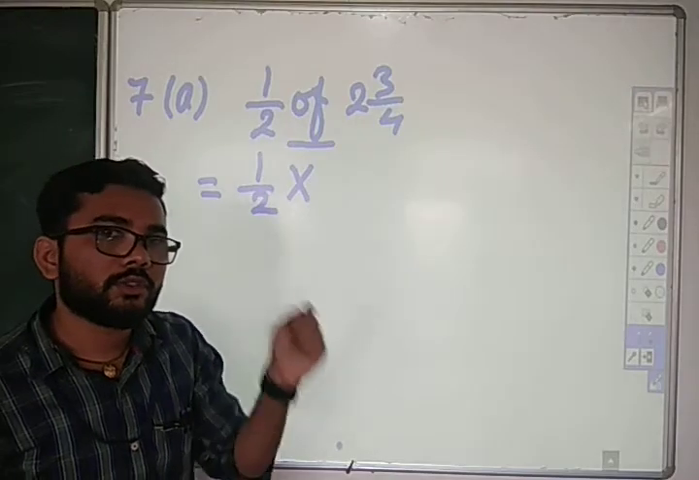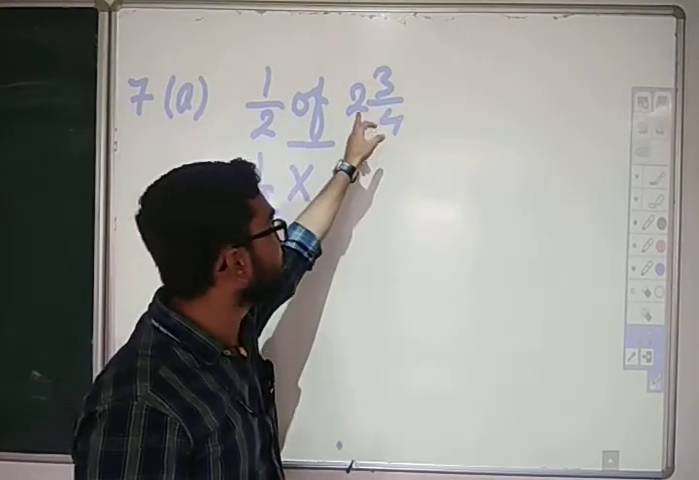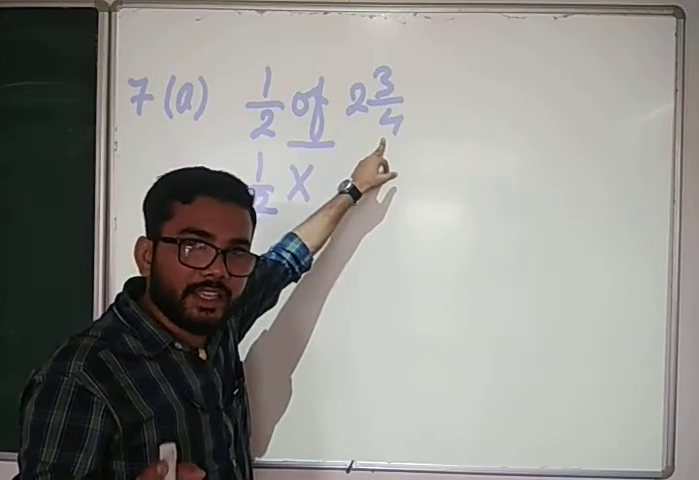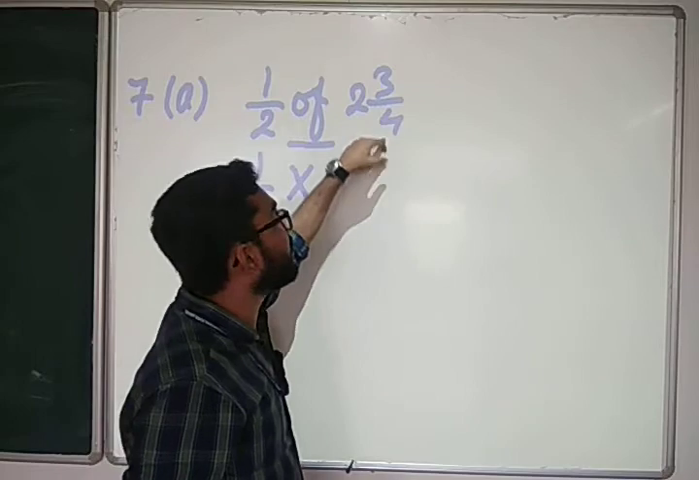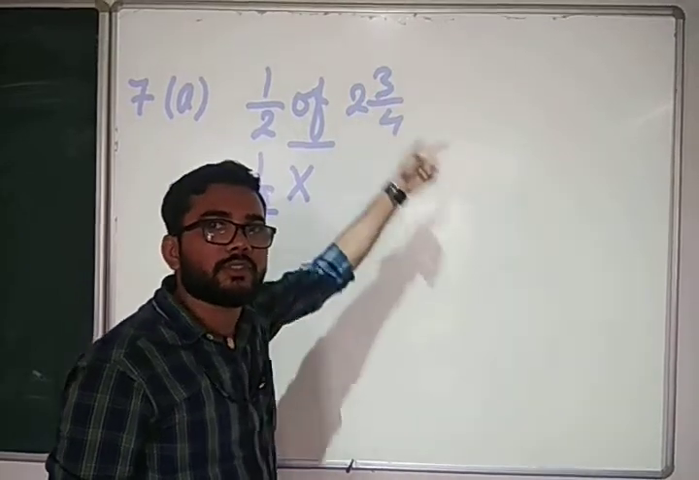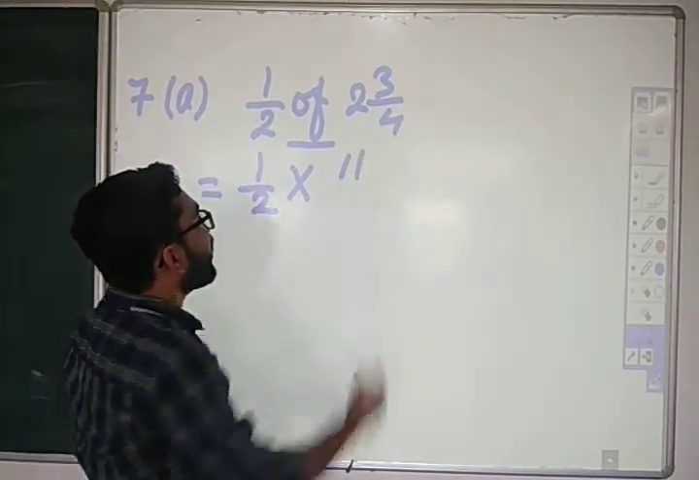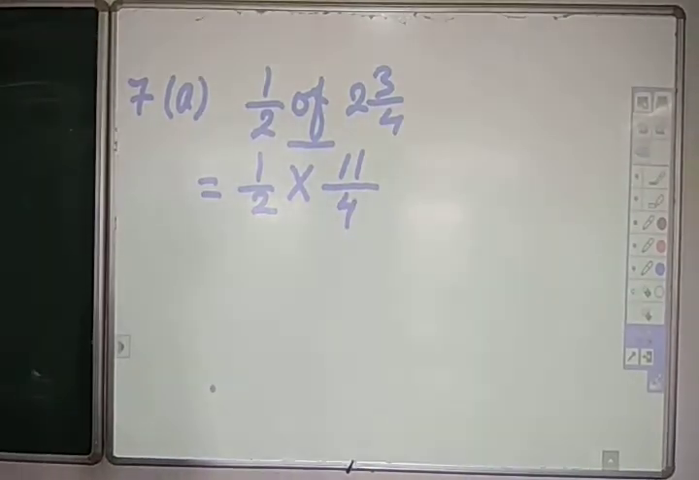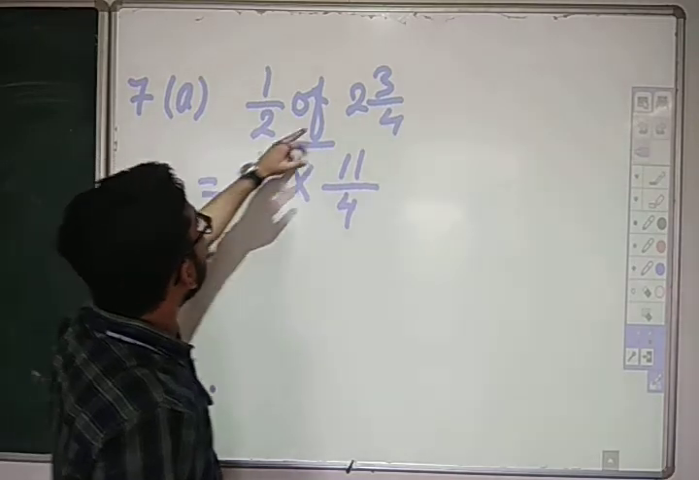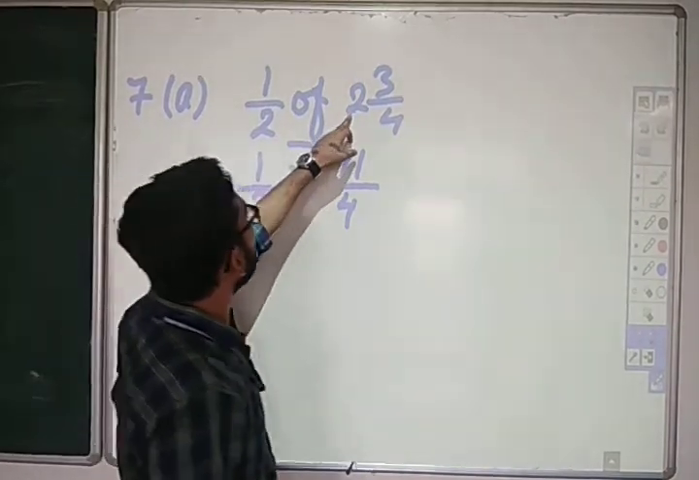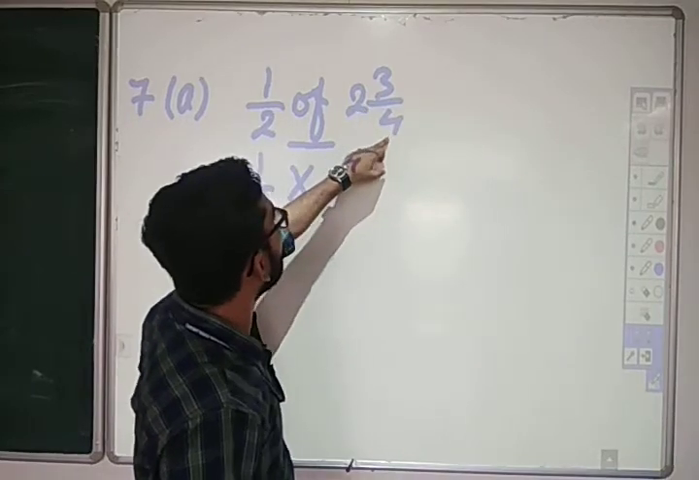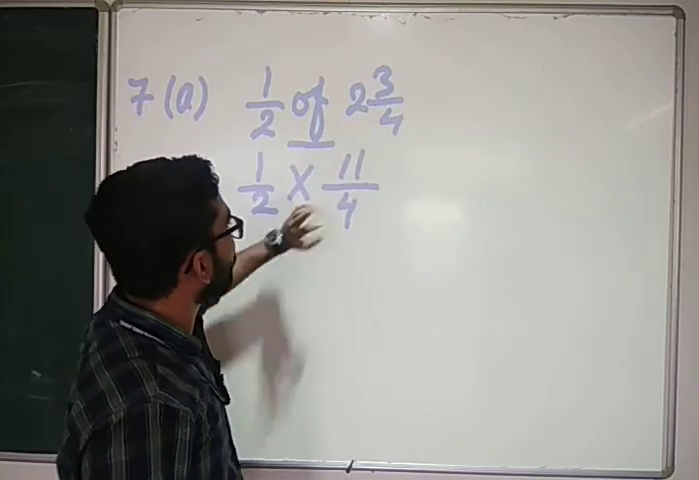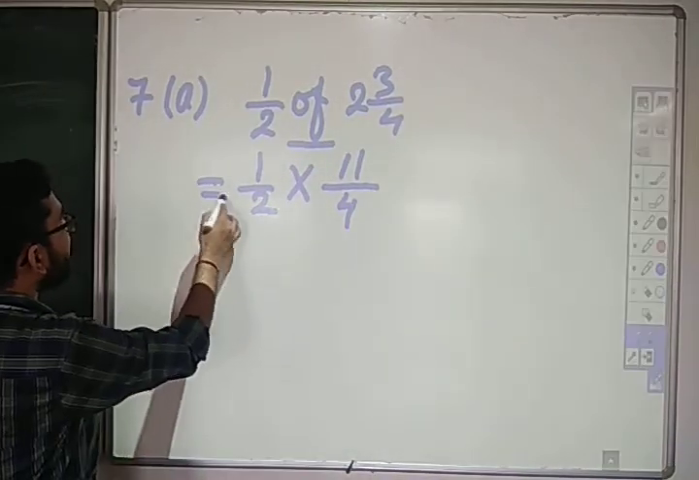So what will you do? You just multiply the integer, that is 2, with the denominator, that is 4. You will get 2 into 4, 8, and that 8 will be added to the numerator, that is 3. So 8 plus 3, 11. And the denominator will be 4. Okay, so this is 1 upon 2 of 11 upon 4. So this is a new fraction.